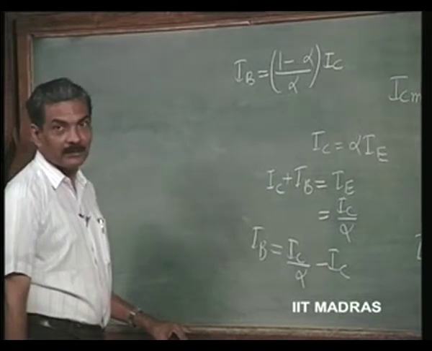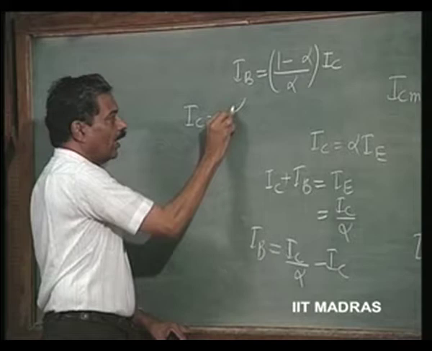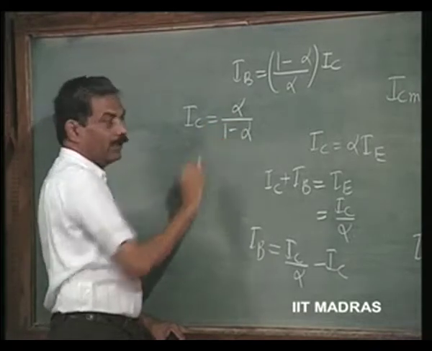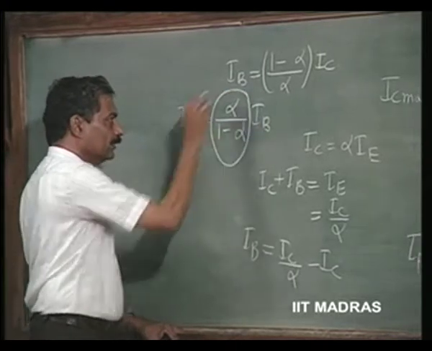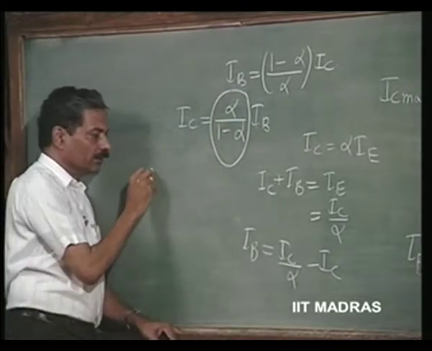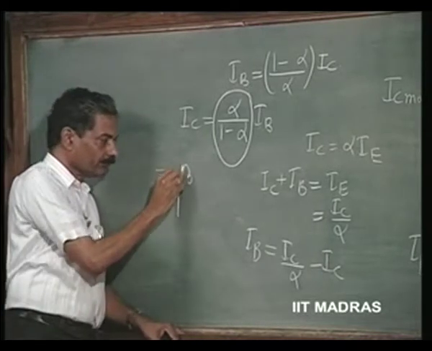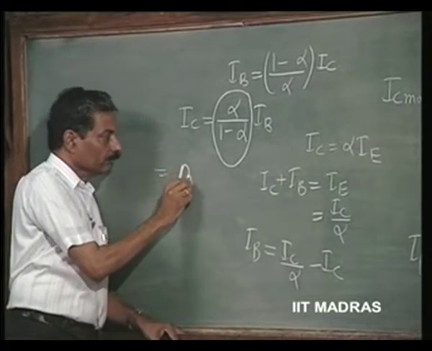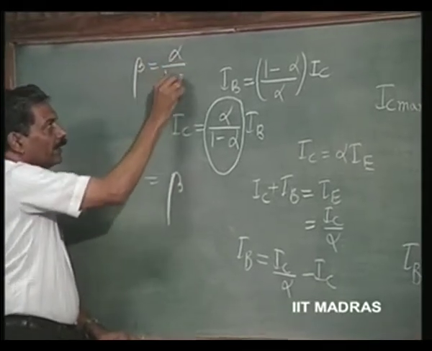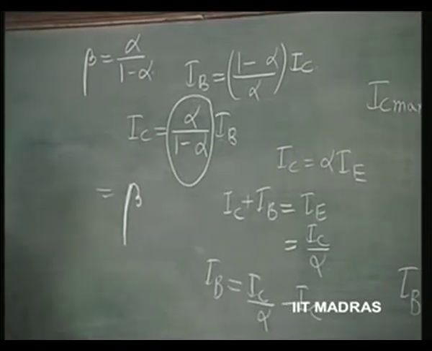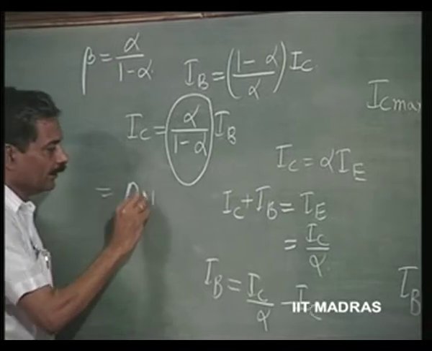Is it clear? IC is equal to alpha by 1 minus alpha times IB. This factor is popularly called beta. So, beta is always equal to alpha by 1 minus alpha for the transistor, right. So, that into IB.